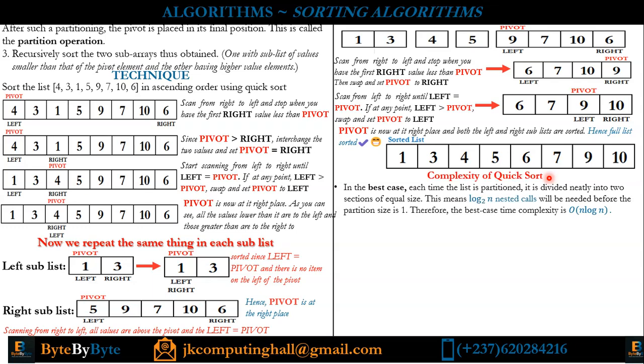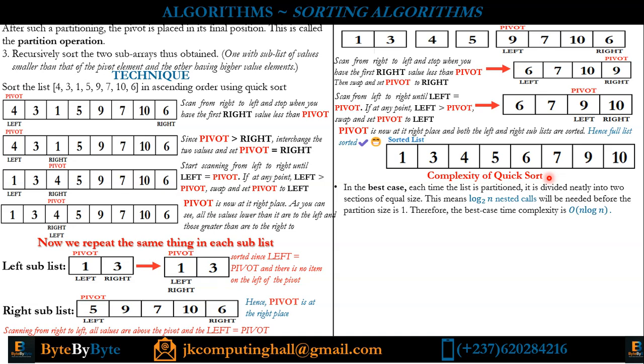Moving down to the complexity of the quick sort. In the best case, each time the list is partitioned, it is divided neatly into two sections of equal size. This means log 2 nested calls, because if it is using a for loop, at every iteration we are dividing the list into two, meaning that our counter increases by a division of 2, and that is a logarithmic loop. That's why we say log 2 nested loops will be needed before the partition size is 1. Therefore, the best case time complexity is what?